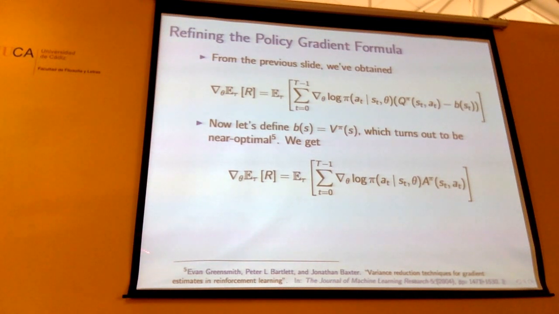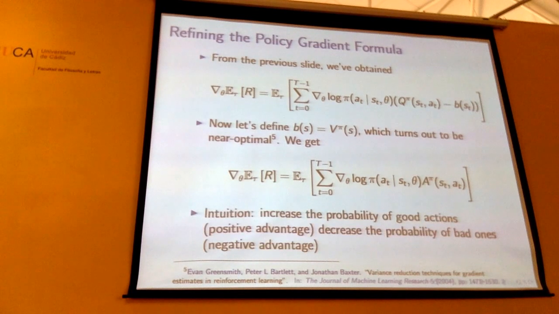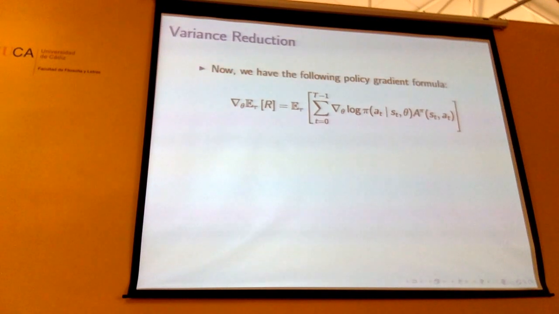There's also, you can actually show this formally, so this paper goes and computes the variance of the estimator, and it shows that this choice of baseline is actually not optimal, it's near optimal. There's actually an even better choice, but it's such a minor improvement, and it's more complicated, so it's not worth talking about too much. Okay, and yeah, so that's the intuition, increase the probability of good actions.